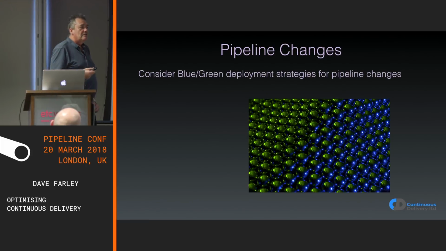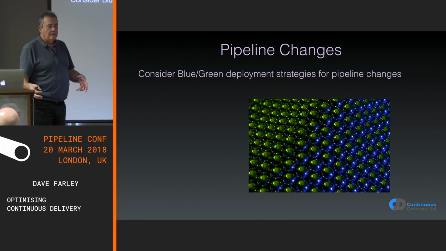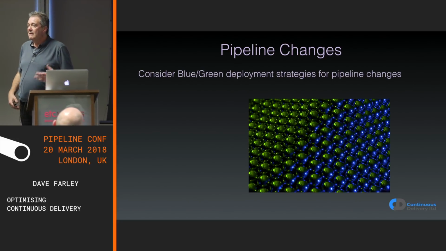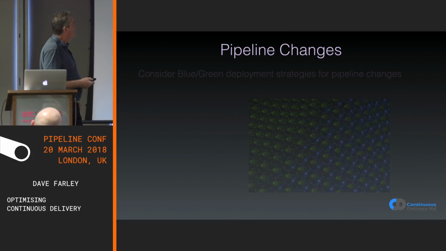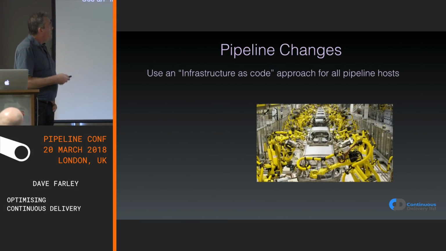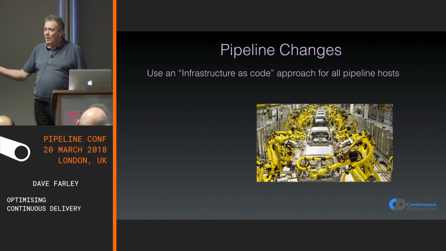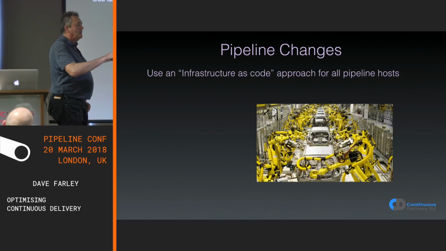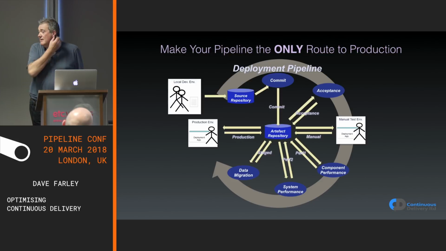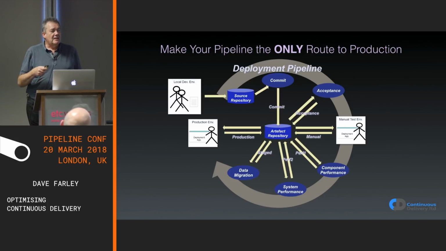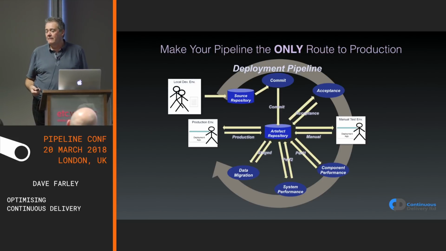Consider blue-green deployments for pipeline changes. Have two versions of the core infrastructure of your pipeline, or cloud infrastructure, and immutable servers or whatever it is. But think about those sorts of strategies to be able to use those sorts of techniques. Use an infrastructure as code approach to all pipeline hosts all of the time. You want those to be reproducible at the push of a button at any point. And do take it seriously. Think about the pipeline as the only route to production. All production changes go through the pipeline.